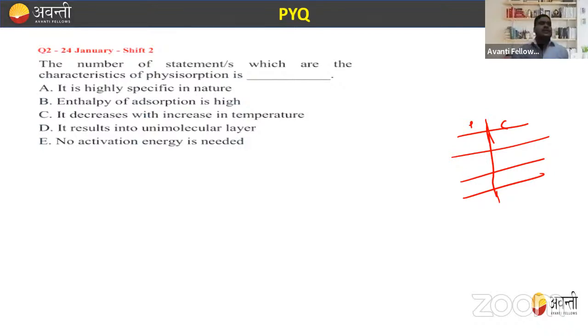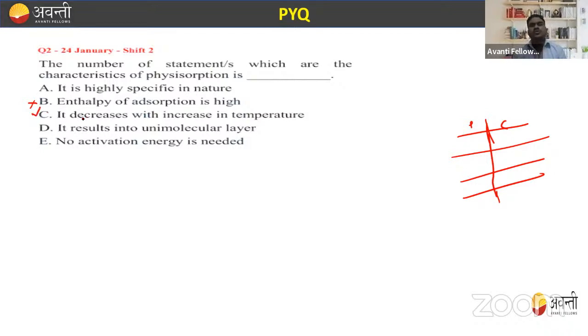Now, in this question, the first statement is: it is highly specific in nature. Enthalpy of adsorption is high. This is not true for physisorption, because in chemisorption the enthalpy of adsorption is high. It decreases with increase in temperature. Is this true for physisorption? Yes, because as we increase the temperature, the molecules go far away from the surface and their adsorption decreases. So this one is correct.